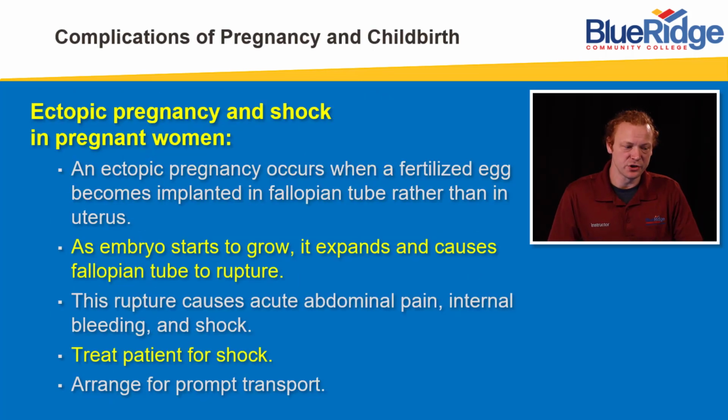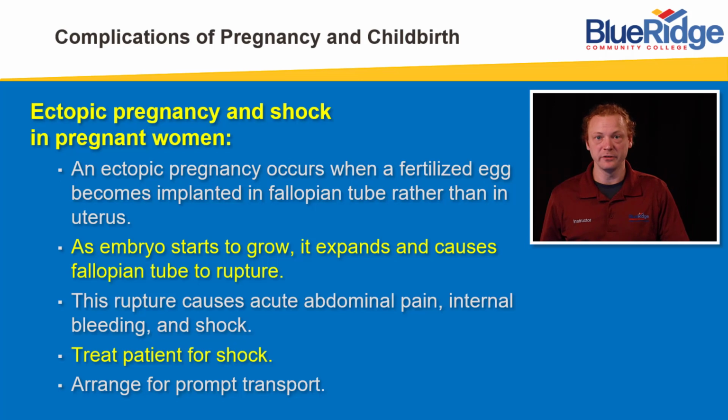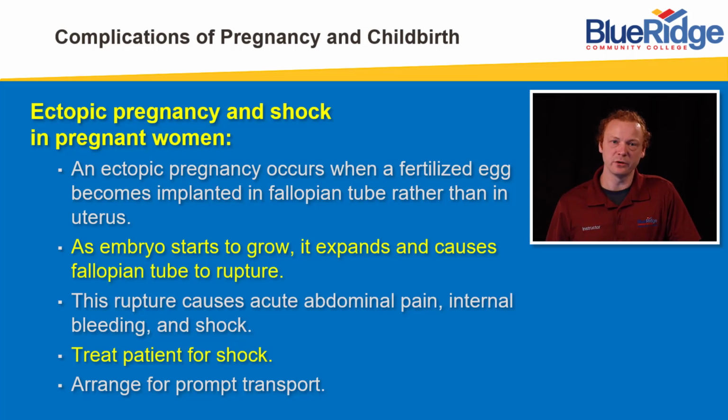Ectopic pregnancy and shock in pregnant women. An ectopic pregnancy occurs when a fertilized egg becomes implanted in the fallopian tube rather than the uterus. As the embryo grows, it expands and causes the fallopian tube to rupture, and this rupture causes acute abdominal pain, internal bleeding, and shock. Treat the patient for shock and arrange for prompt transport. This is a traumatic type injury, and that hypotensive crisis or hypotension often occurs with these types of ruptures.